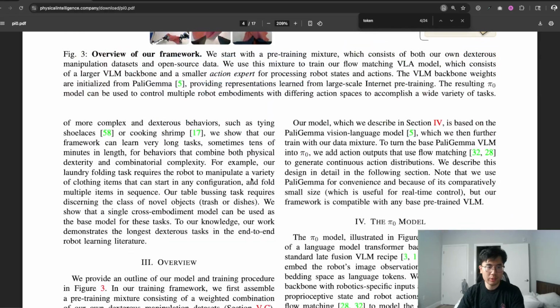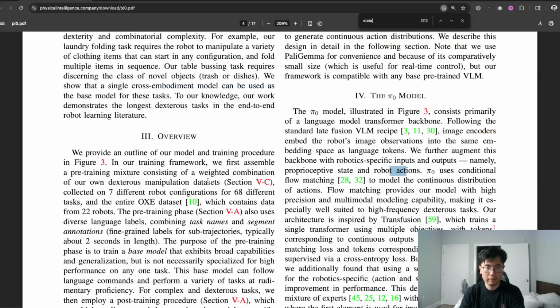Essentially, there's a set of tokens. I believe they mention it here. So the Pi0 consists of a VLM, right? It consists of an image encoder with the same embedding space as language tokens, and then you further augment this backbone with robotic-specific inputs and outputs, right? And so proprioceptive state and robot action.